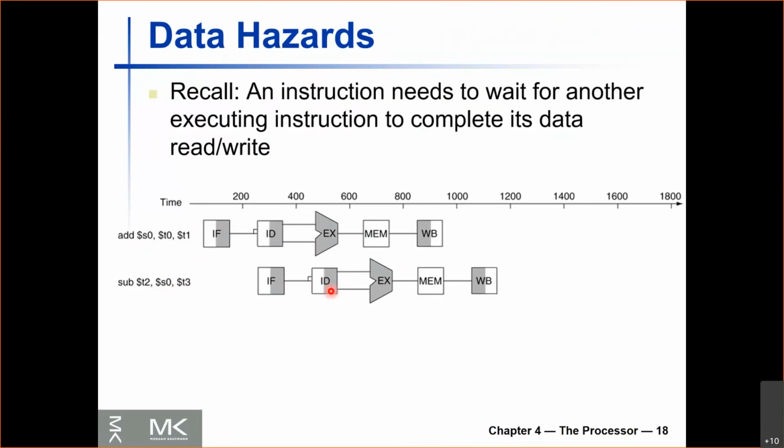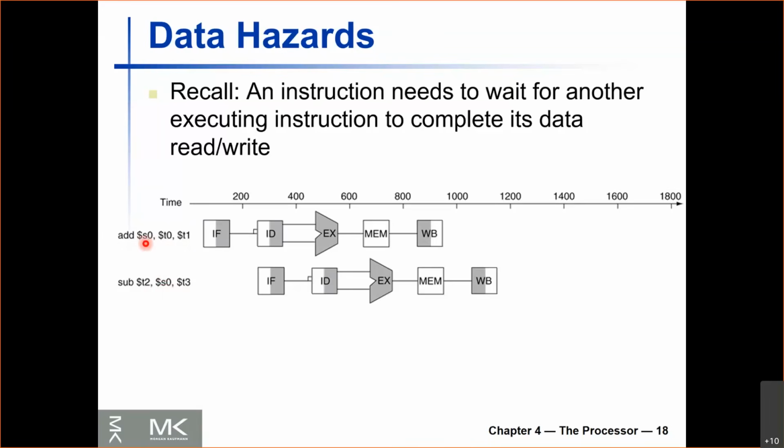Sir, which S0 are we reading in the next instruction? So exactly. If I write an instruction add S0 T0 T1, and then I write another instruction sub T2 S0 T3, I expect that the second instruction, the subtract instruction, is going to use the S0 that the add instruction wrote, correct? That's what I would expect.